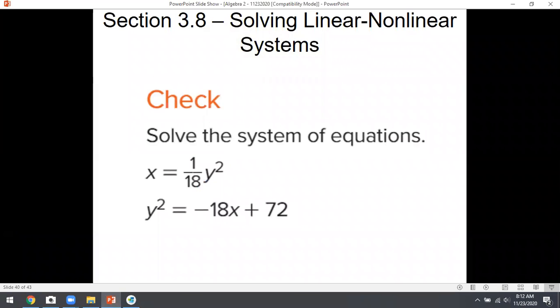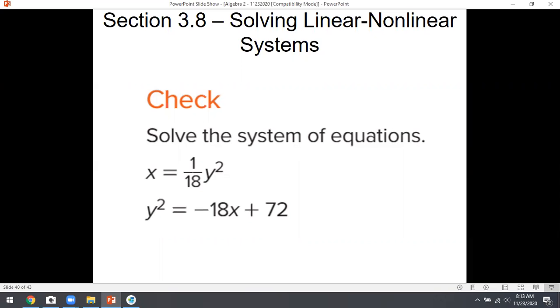Let's just pick another problem or two, and then we'll call it a day. How about this one? It looks interesting. It's got fractions. Fractions are scary. So x equals 1/18 y squared. That's crazy. And secondly, they're telling me what y squared is. It's negative 18x plus 72. So just dive right in.